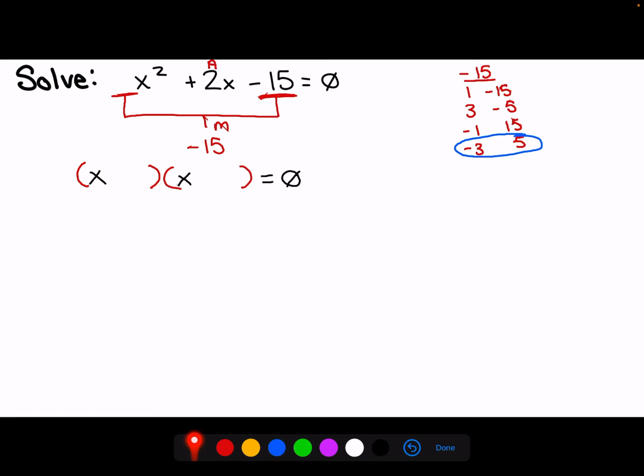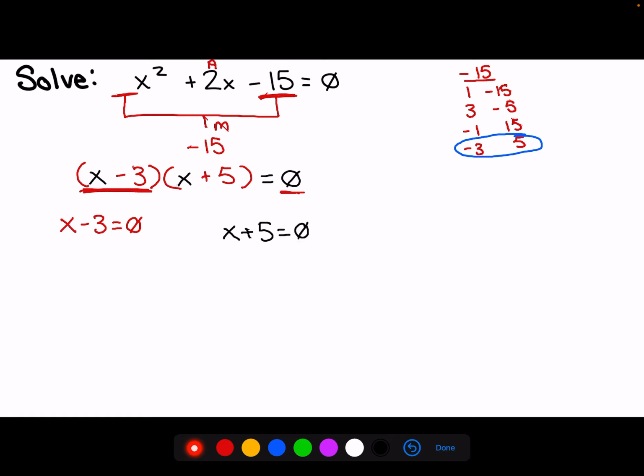The second thing that goes in my bubbles is the terms that we just found that multiply to be negative 15 and add to be positive 2. That'd be negative 3 and positive 5. So we're left with x minus 3 times x plus 5 equals 0. Now I can take the first part and set it equal to 0, so I can make two equations: x minus 3 equals 0, and x plus 5 equals 0.